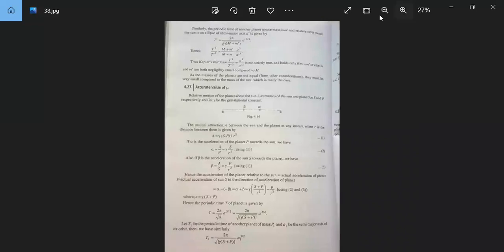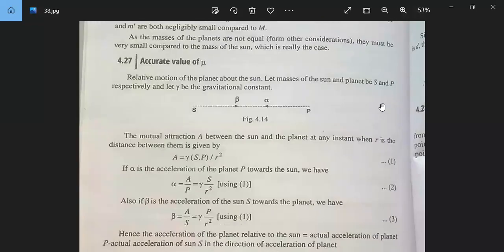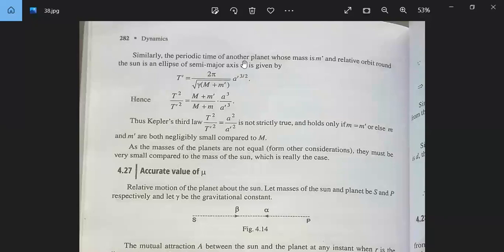This is a modification. Similarly, the periodic time of another planet whose mass is m dash and relative orbit around the sun is an ellipse of semi-major axis a dash is given by T dash equals 2 pi under root gamma (M plus m dash) into a dash to the power 3 by 2. Now इनको compare करेंगे, T square by T dash square will be (M plus m) by (M plus m dash) into a cube by a dash cube.